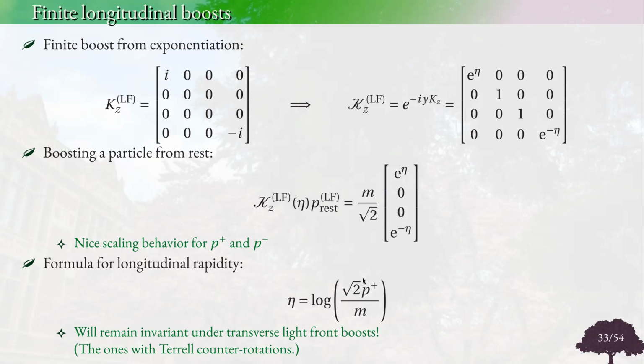Another really neat thing is that P plus is invariant under finite transverse light front boosts, the ones that have the Terrell counter rotations under them, not the traditional transverse boosts. Once you reach this target P plus, your finite transverse boosts will not change it. So this is actually the reason that we do the longitudinal boost first.